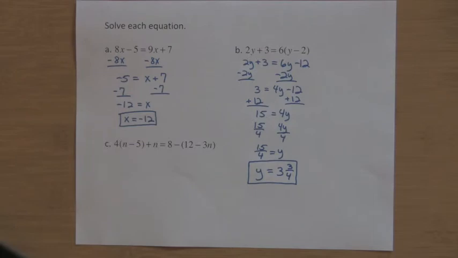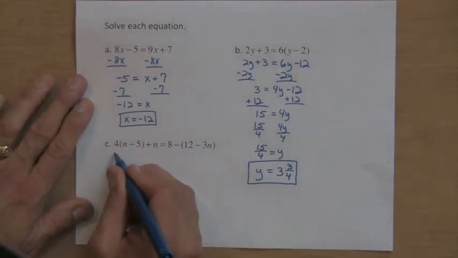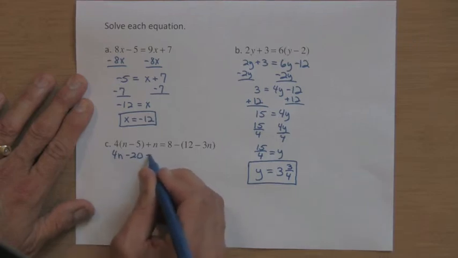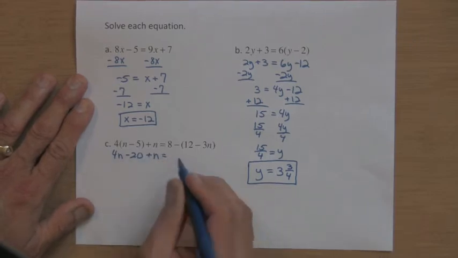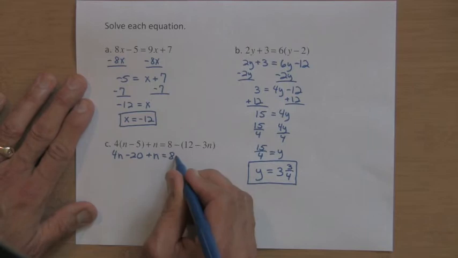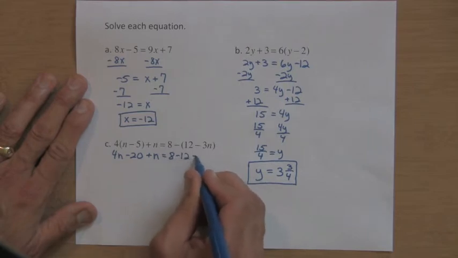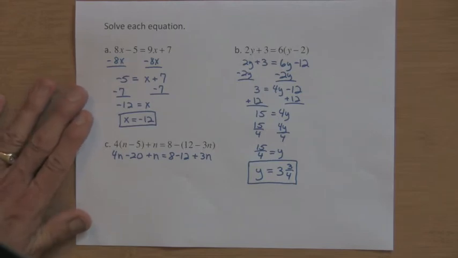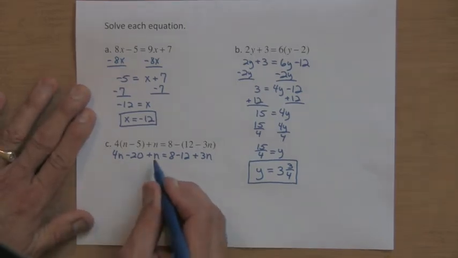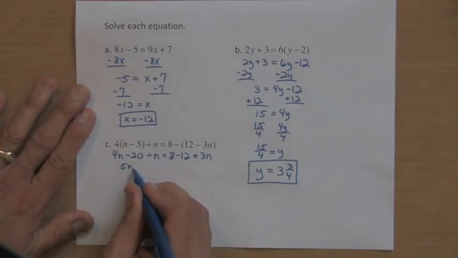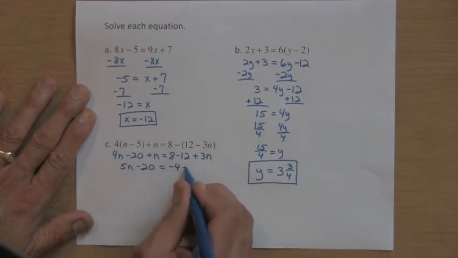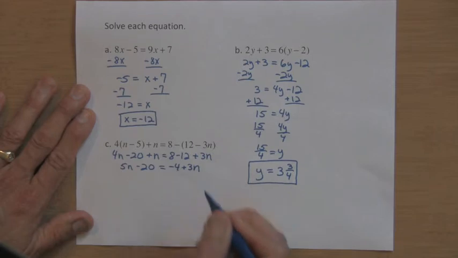Alright, last one. Parentheses to take care of first. 4 times n is 4n minus 4 times 5, that's really 20. And then we have plus n. On the right hand side we have 8 minus what's in parentheses. So it's minus the 12 minus a minus 3n is plus 3n. A little bit of simplifying first. 4n and n is really 5n. So it's 5n minus 20. And then 8 minus 12 is really negative 4 plus 3n.